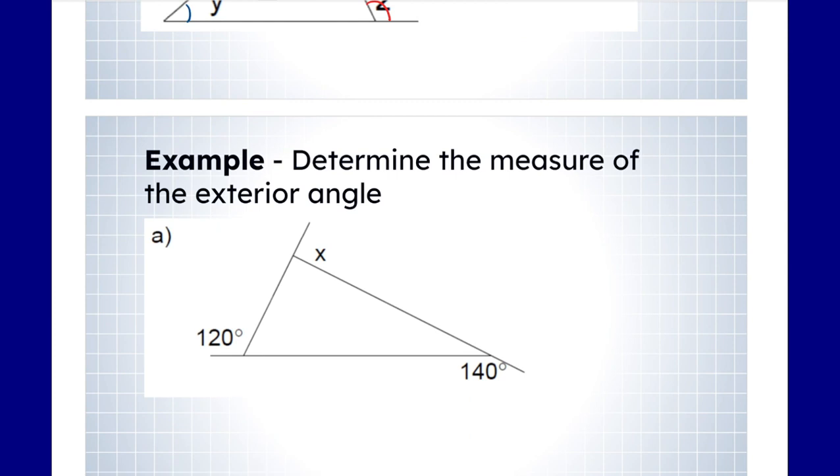For example, let's determine the measure of the third missing exterior angle. We have two of them, 120 and 140. We're missing that third one. In this case, all three angles have to equal 360 degrees. So I can take 360 minus 120 minus 140, and I get 100 degrees. That means that angle x is 100 degrees, because the property states that all three of those angles have to add to 360 degrees.